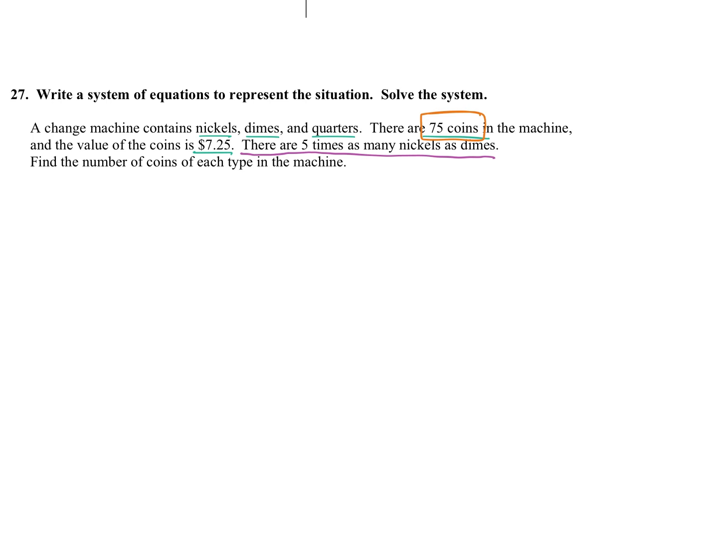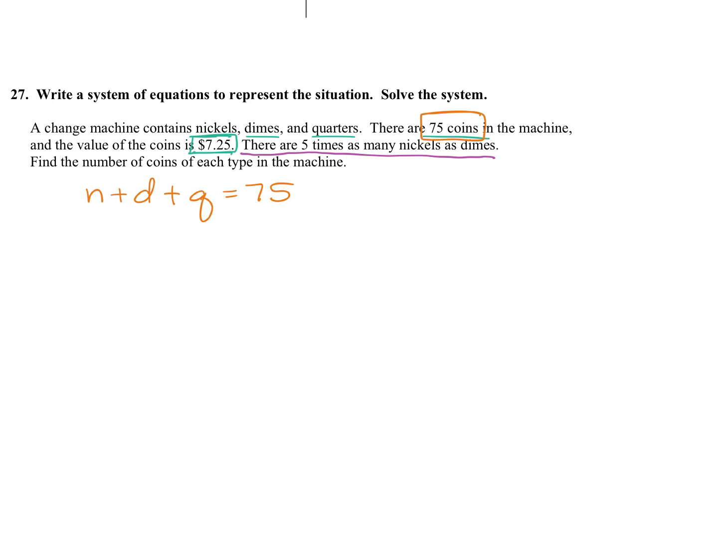Okay, so x plus y plus z. That's totally fine. I would use n, d, and q because then you know which one is which and you can keep them all straight. But x, y, and z is fine if you know what they all are. So nickels plus dimes plus quarters is a total of 75 coins, okay? Equation number 1.